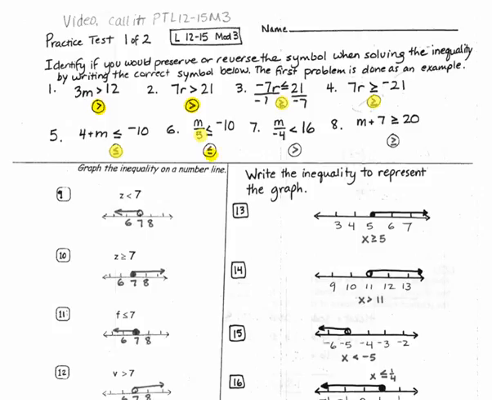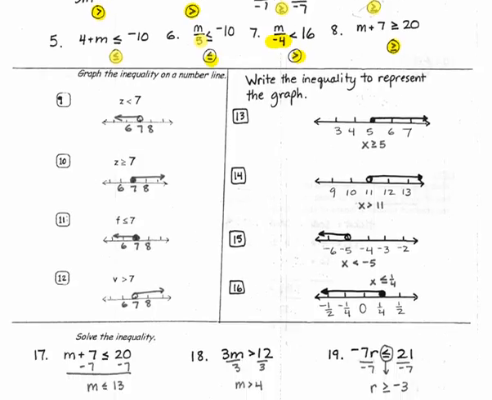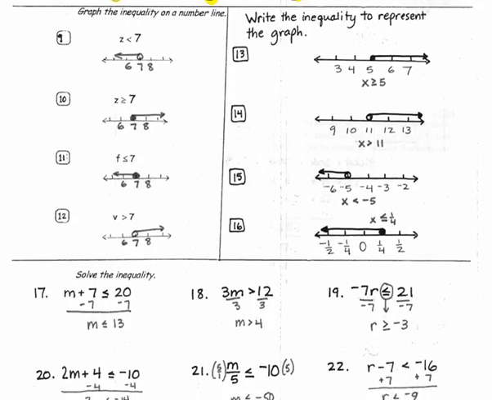In number 7, in this case, you would have to multiply both sides by a negative, so your symbol will be reversed. And in number 8, to solve that problem, you would have to subtract 7, so your symbol is preserved. In the next section, graph the inequality on a number line. Number 9 is open and pointing to the left. Number 10 is closed and pointing to the right.